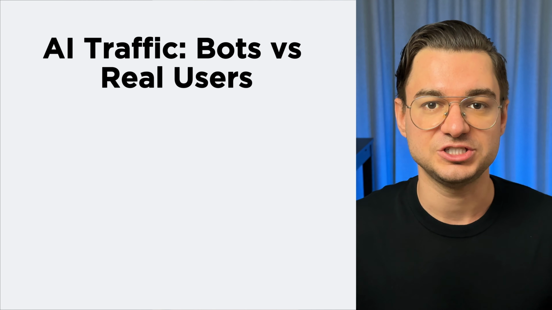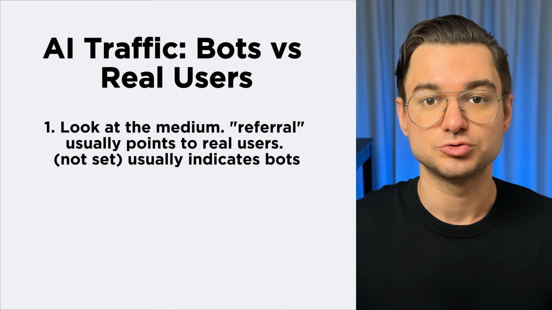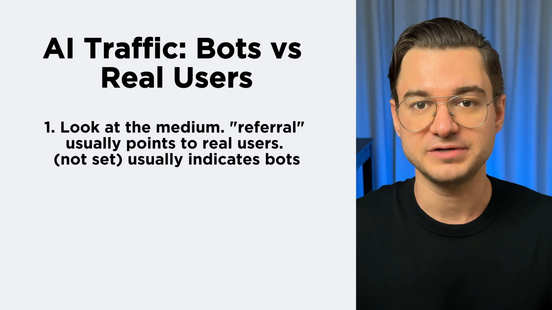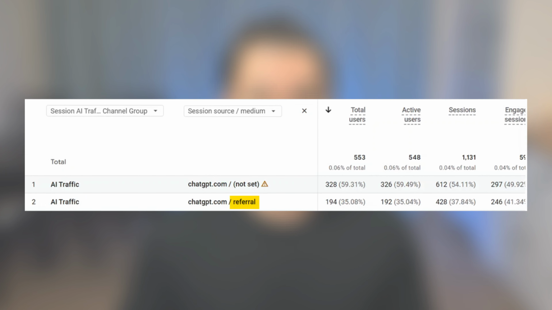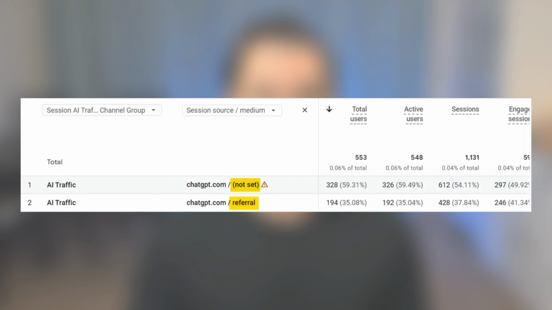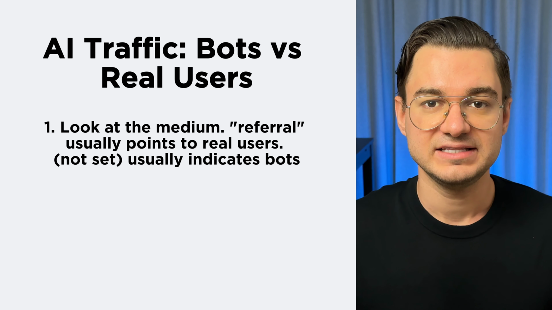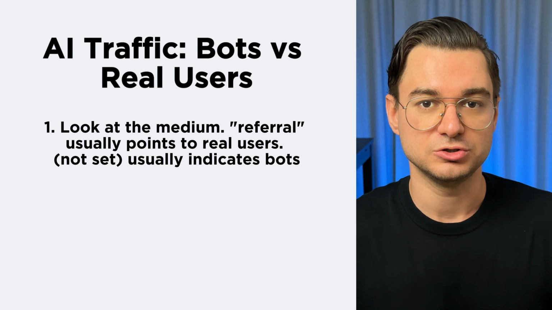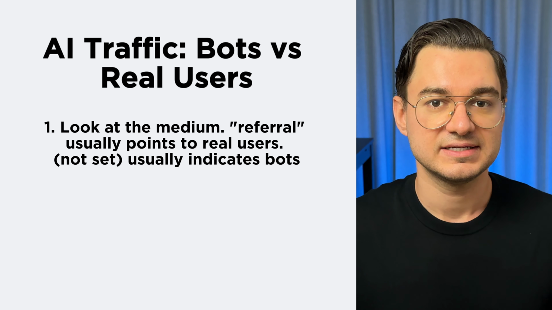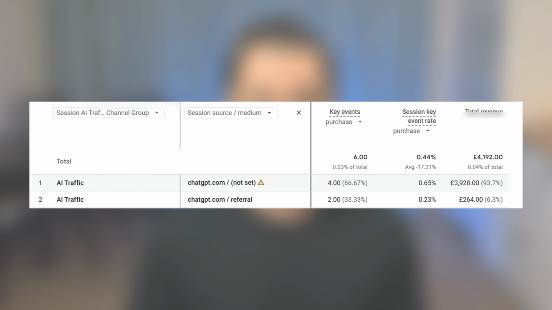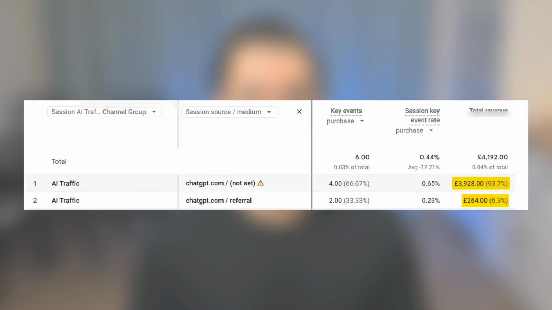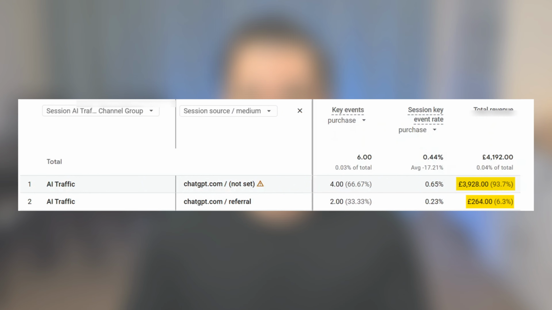Some experts suggest looking at the median value. Real human AI referrer traffic typically shows referral as the median, while the median not set often points to bots. That said, don't rely solely on not set median, because some legitimate sessions may still appear there. Even in our case, we're seeing revenue generated by both referral and not set mediums.